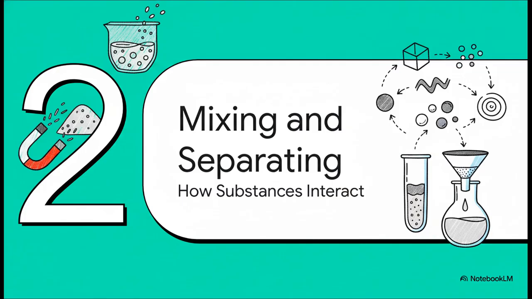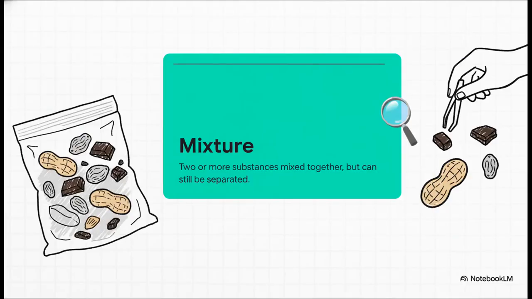Awesome. So now that you've got a handle on the states of matter, let's see what happens when they start interacting. Because, out in the real world, you hardly ever find things all by themselves. Most of the time, they're all mixed together. A mixture is kind of like a bag of trail mix. You've got your nuts, you've got your raisins, maybe some chocolate chips. They're all in the bag together. But you can still totally see all the different bits. And you could, if you really wanted to, pick them all out and separate them again.